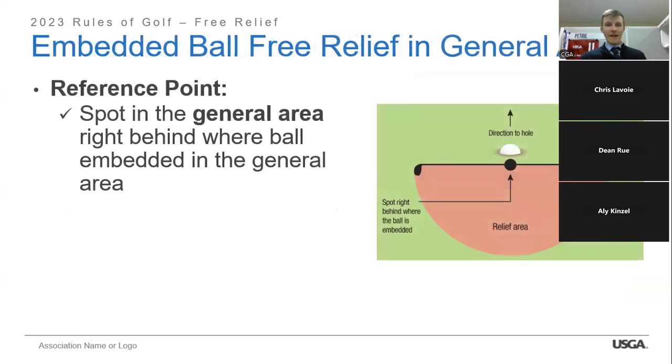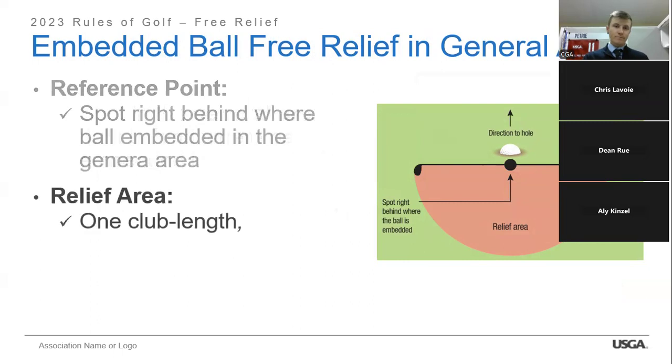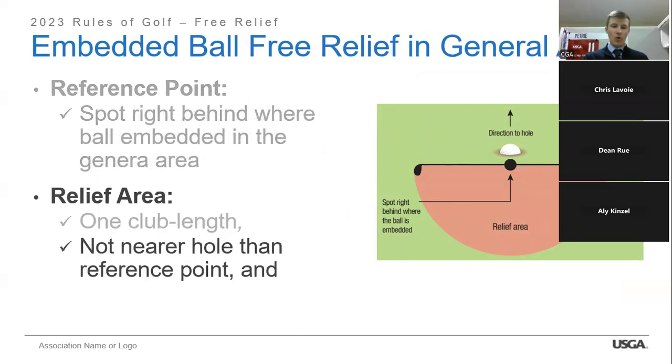So how do we take relief? It is the spot in the general area, right behind that ball, and we're going to get one club length no closer to the hole. You get one club length area, not nearer to the hole, and in the general area.